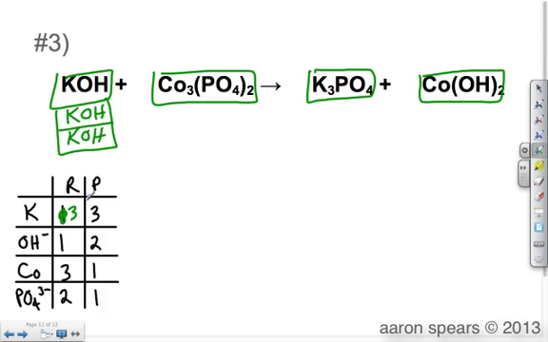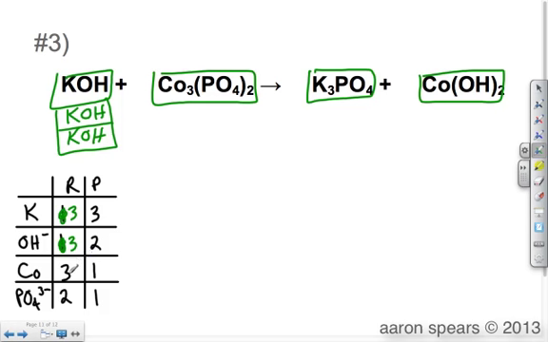But these boxes not only contain potassium atoms, they also contain hydroxide ions. And so I need to readjust my inventory list to account for this additional hydroxide. And so now, as I count up the hydroxides, I now have a total of 3 hydroxides on the reactant side. All right. I'm going to skip over hydroxide for just a moment and balance the cobalt.